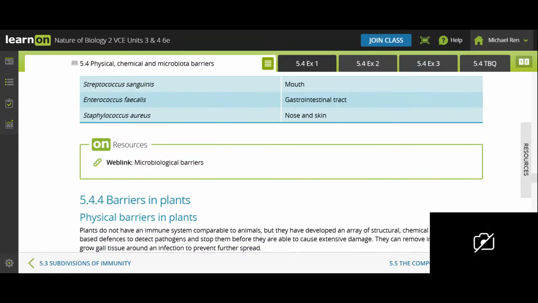Plants also have defenses, believe it or not. Physical barriers in plants, you've got the waxy cuticles covering the leaves. These basically prevent moisture from gathering and prevent pathogens from settling on the leaf surface. The stomata also act as a physical barrier for pathogens, since they cannot enter the inside of the leaf due to the stomata being able to close.